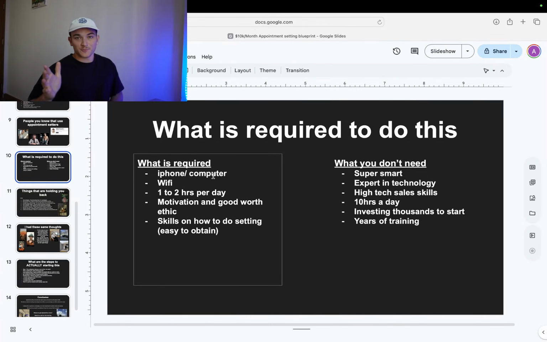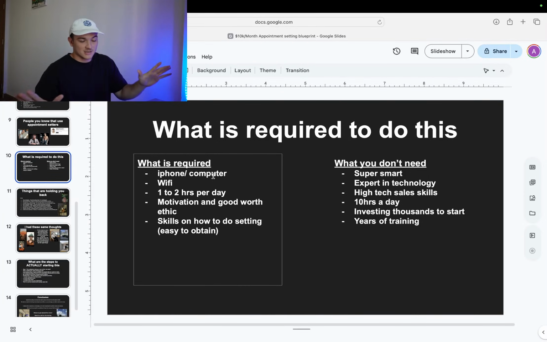What you do need, what is required, okay? So what is required with this is you need an iPhone, you need a computer, you need Wi-Fi, 1 to 2 hours a day. That's literally it, 1 to 2 hours a day. Motivation to keep with the good work ethic. Now, if you're already working a trade, if you're working FIFO, even if you're working a 9 to 5, you already have the right work ethic to do this, okay? I wasn't smart enough. I didn't have this amazing breakthrough. I just simply shifted my energy from where I was putting my work ethic, and I just shifted into this. Only 1 hour to 2 hours a day.